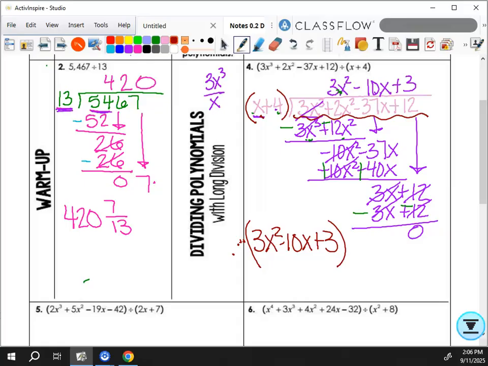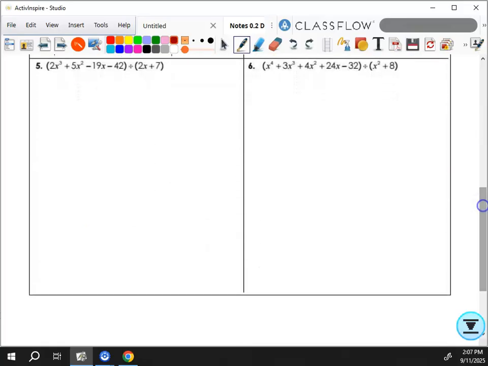29, yes, 29. All right, everybody good so far? Okay, so let's do another very straightforward one just to make sure we're all on the right track here. So 2x plus 7 on the outside. On the inside, we've got 2x cubed plus 5x squared minus 19x minus 42. Okay. And always be careful, if you're having to rewrite it, to write it down correctly.